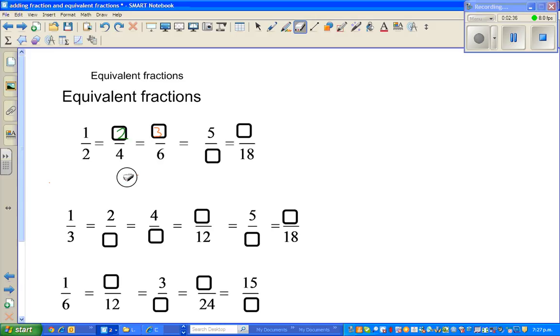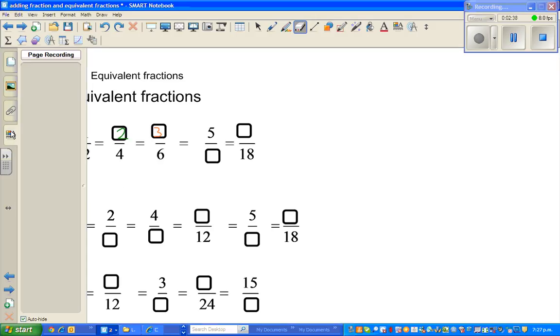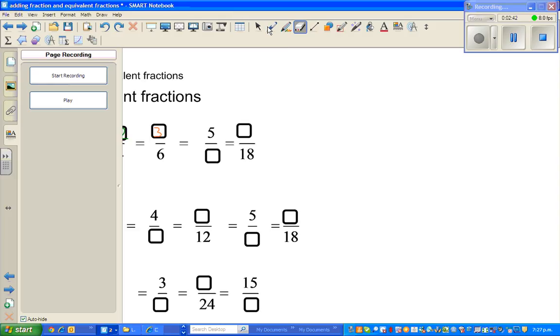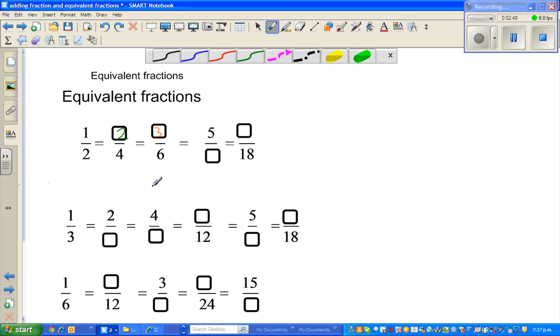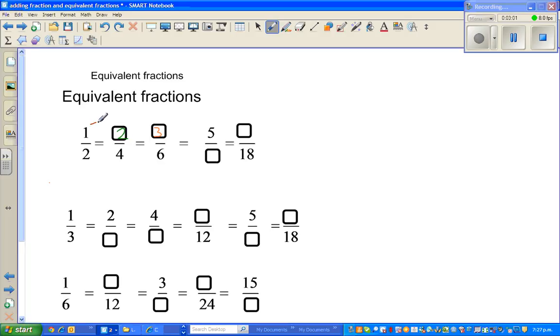Let me use a different color. Let's use a bright color, brown. Now the same question, 1/2 is 5 over what? So you want to figure out the bottom number, that is the denominator. So you have to look at the top numbers. 1 times what gives you 5? That's pretty easy. 1 times 5 gives me 5.